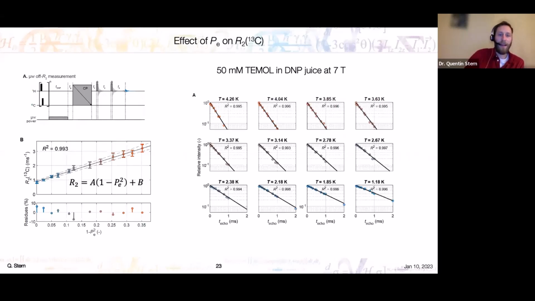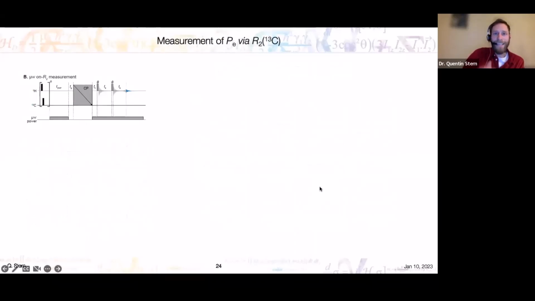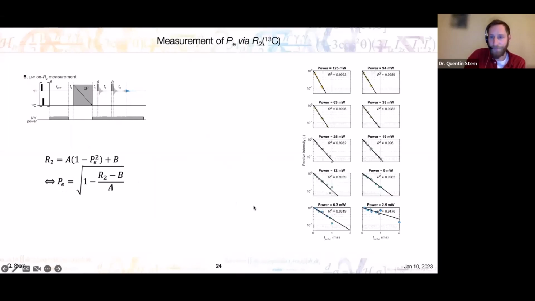With these parameters, I will now be able to infer the polarization of the electrons in conditions where I don't know it, by measuring the R2. And you see the fit is rather good. Then I did the same, but switching on the microwave again during the echo, to be able to measure the polarization under microwave radiation, again inferring the polarization of the electron from the measured R2.